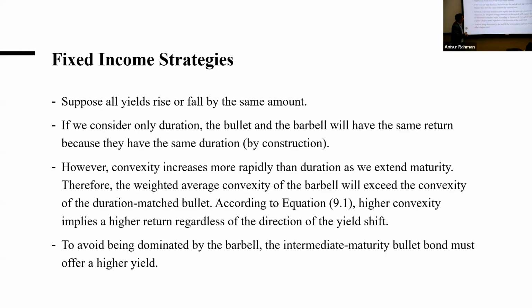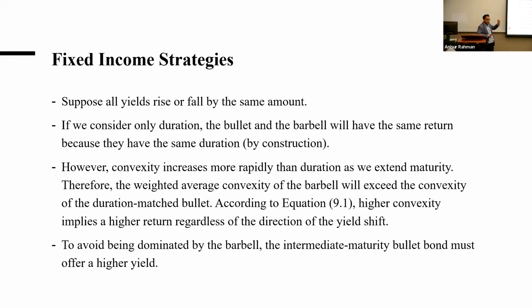if we consider only duration, the bullet and the barbell will have the same return because they have the same duration. Remember, I said how to interpret duration. If duration is 5, then if there is a 1% upward parallel shift in the yield curve, return will decrease by 5%. If there is a downward parallel shift, return will increase by 5%, minus D times delta y, right? Because both bonds have the same duration, their impact will be the same.